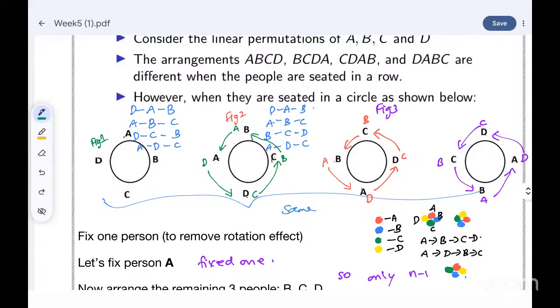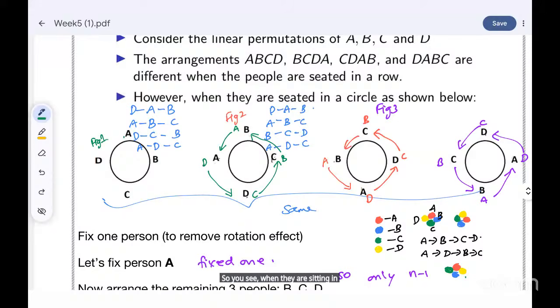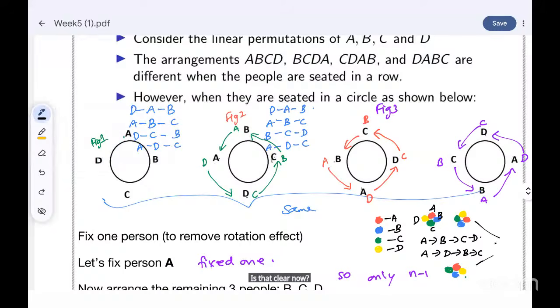And different. They are different, right? So clockwise and anti-clockwise. So you are now viewing people, let us say instead of beads, imagine them as the shirt color they are wearing. So you see when they are sitting in the anti-clockwise direction, the arrangement is different, right? So you understand the difference, right? So these two are not the same. Is that clear now? Yes, ma'am. But these two are the same. Clear? Yes, ma'am. Okay.